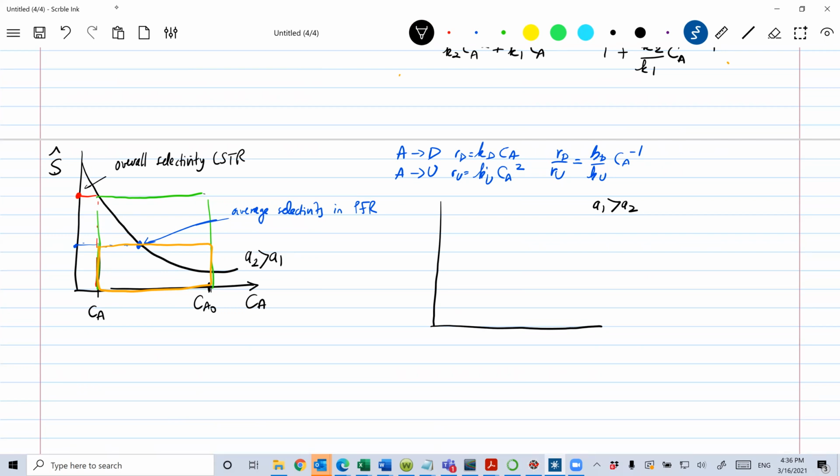Okay, now if A1 is larger than A2, that selectivity curve actually looks like this. And now we can do the same process. This is CA, this is S, again D over A, okay? Because if we do S of D over U, you're gonna have either a straight line going up or a straight line going down, depending on the orders. But this is as D over A. And this is important because if we have some time, we're going to look at something called the Trambouze reaction in the next 20 minutes or less.